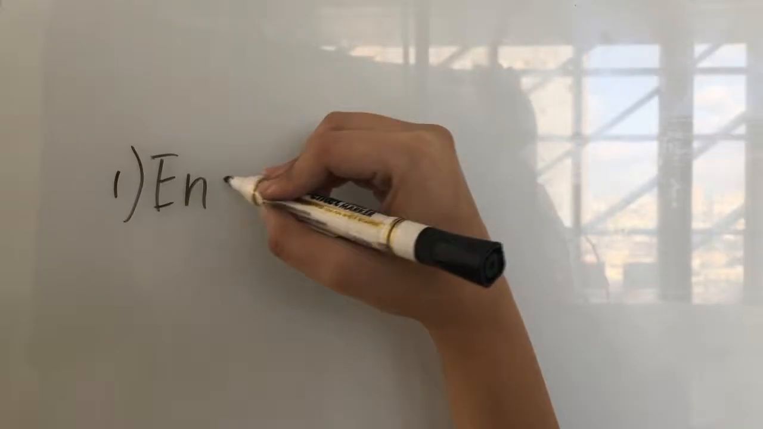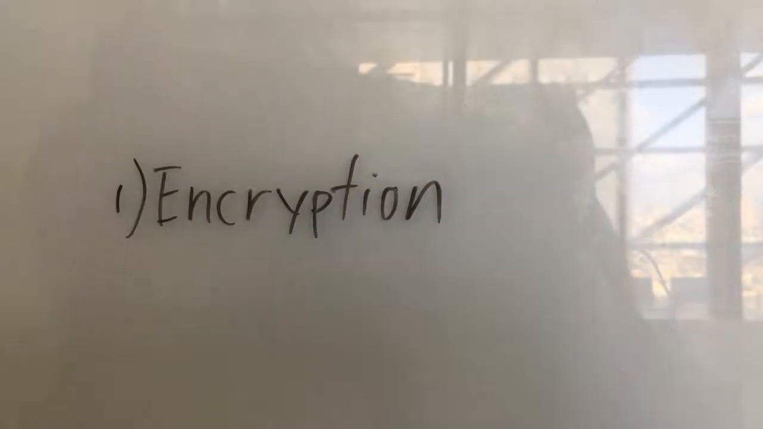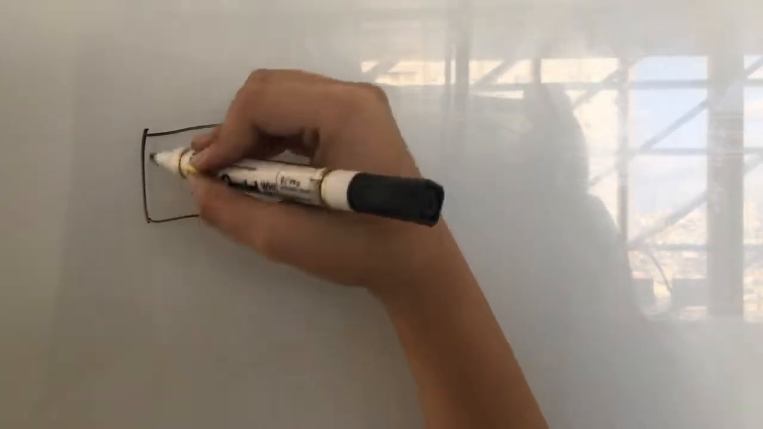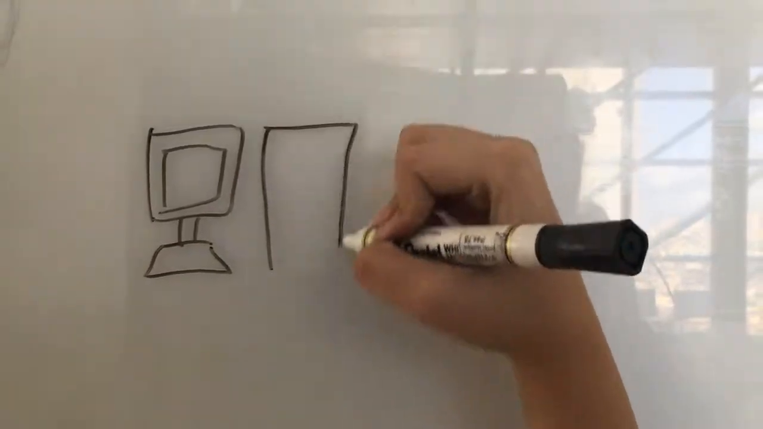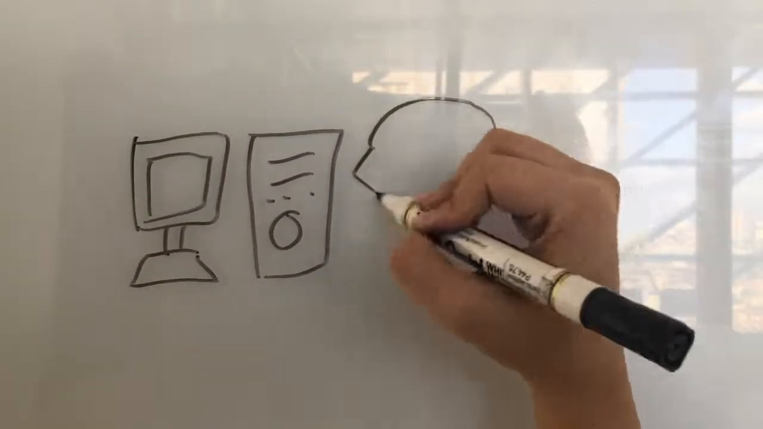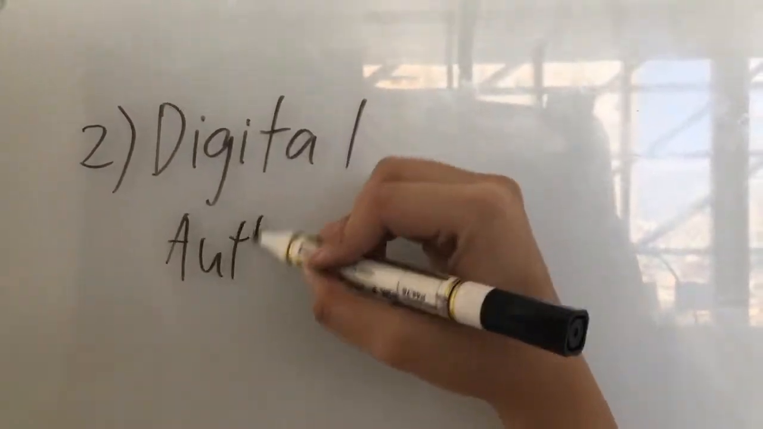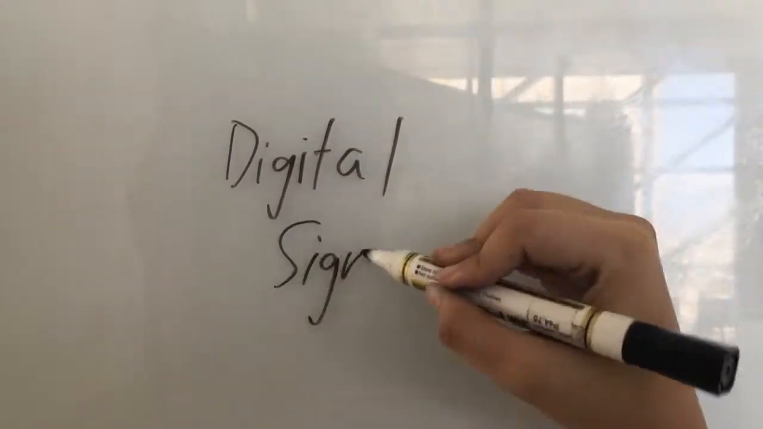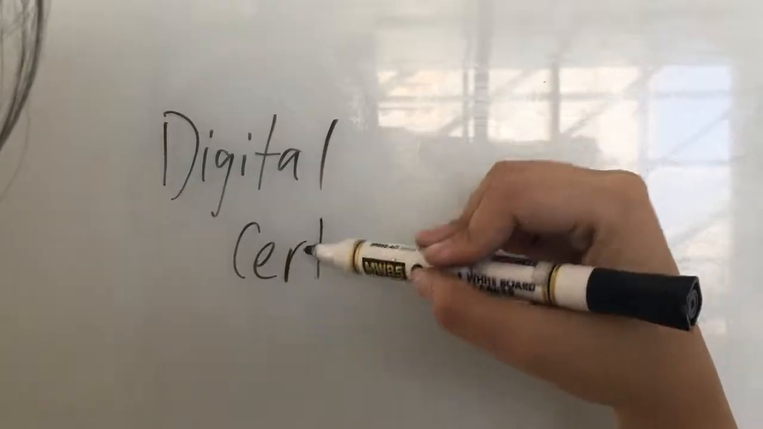Security measures have also been implemented to combat such risks. These would include number 1, encryption. Encryption is a computer program that transforms a clear message into a coded form using an algorithm. Number 2, digital authentication. Digital authentication involves 2 techniques, which are digital signature and digital certificate.